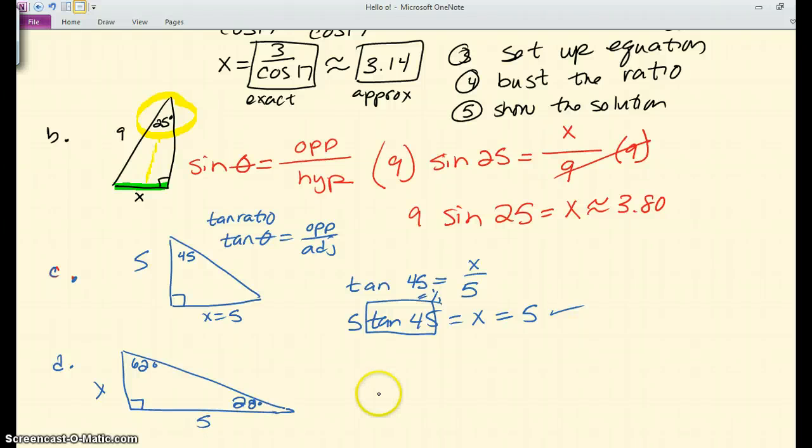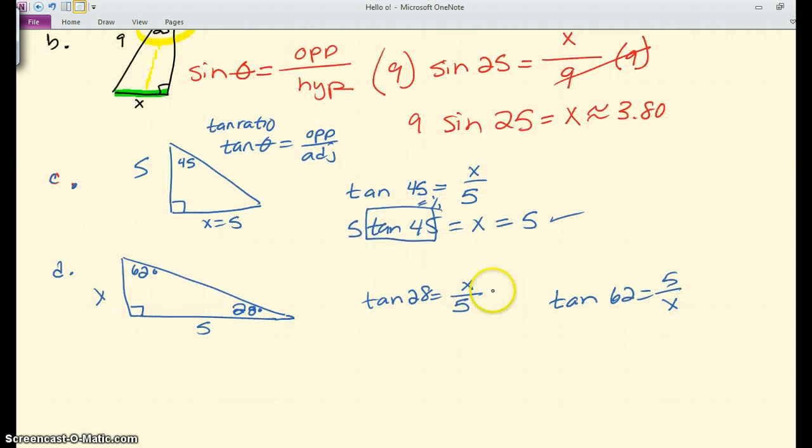use here. So tangent of 28 is x over 5. I kind of prefer that to tangent of 62, which is 5 over x. We're going to get the same value for each calculation, but there's one fewer step in this tangent of 28 calculation, because I go directly to x equals 5 tangent of 28. When I put that in my calculator, I have a value of approximately 2.66.